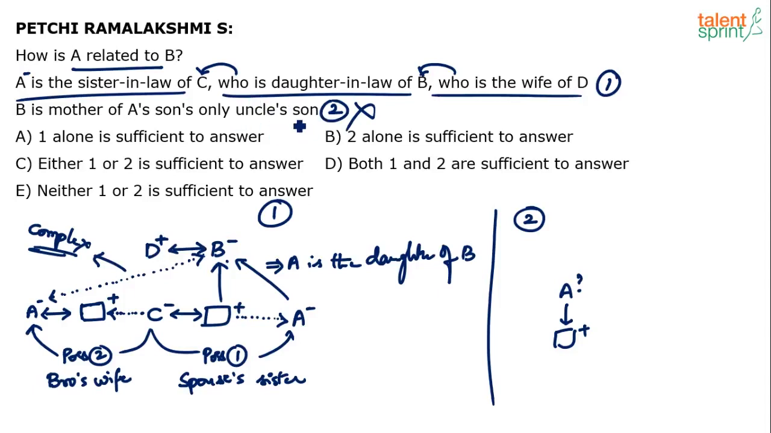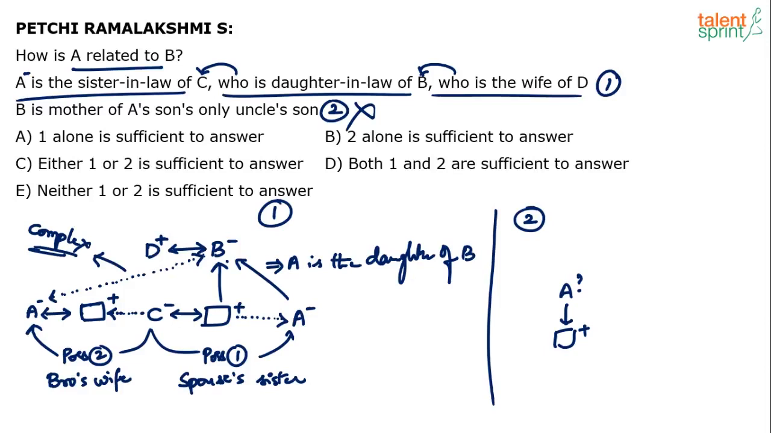B is the mother of your uncle's son, meaning B is your uncle's wife. So B is your aunt. Whose aunt? A's son's aunt. But what is the relationship between A and B? That cannot be determined because A's gender is not known. A and B will be in the same generation, that is for sure.